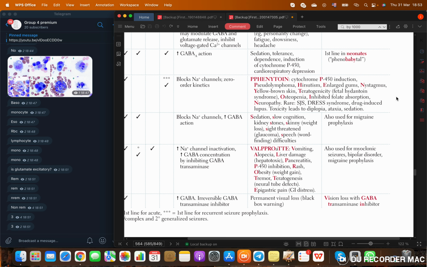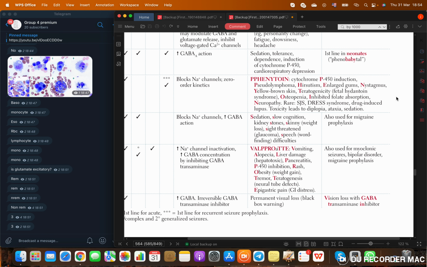Pseudolymphoma, so basically it can lead to a painless enlargement of your lymph node, but it's not a lymphoma, but just scary as hell. Hirsutism, a lot of hair all over your body, especially in ladies, and enlarged gums, gingival hyperplasia, basically. Do you remember any other medication that can also lead to gingival hyperplasia? This is going to be calcium channel blocker and also calcineurin inhibitor.